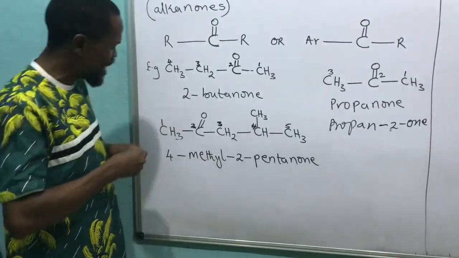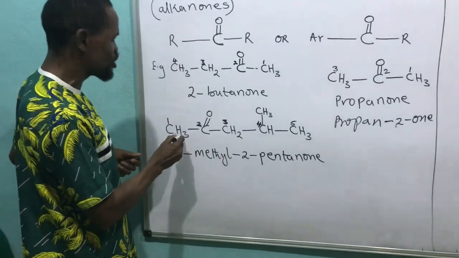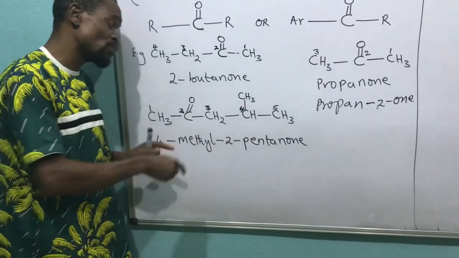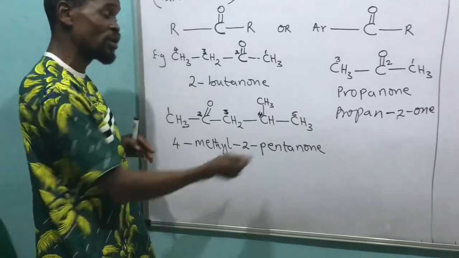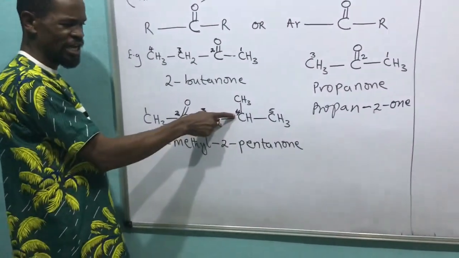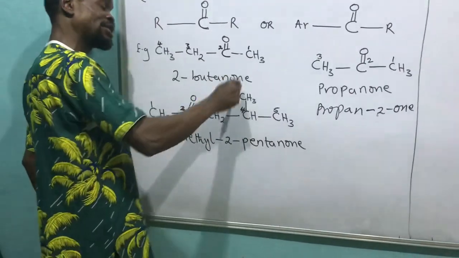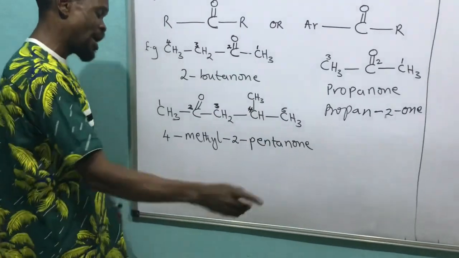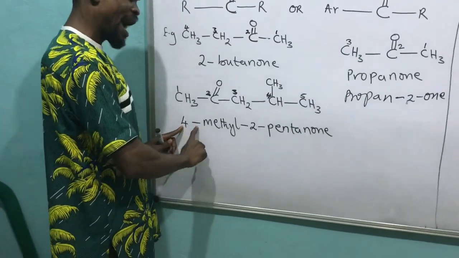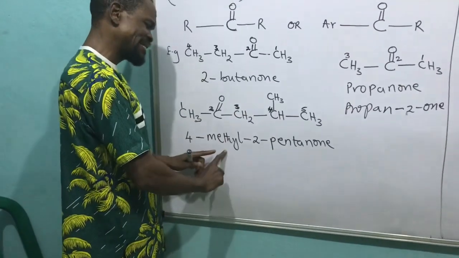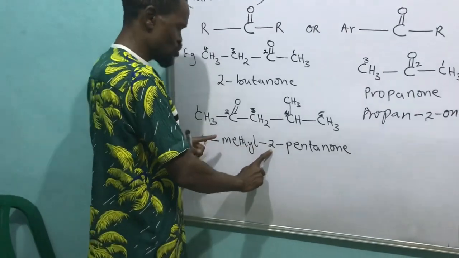So for me to number it such that it will have the least number, I have to number it this way, not this way. And my branch chain is at what? Carbon number 4. If I number it this way, my branch chain is not at carbon number 4. I will say what? 4 hyphen, what is it? Methyl. 4-methyl 2.